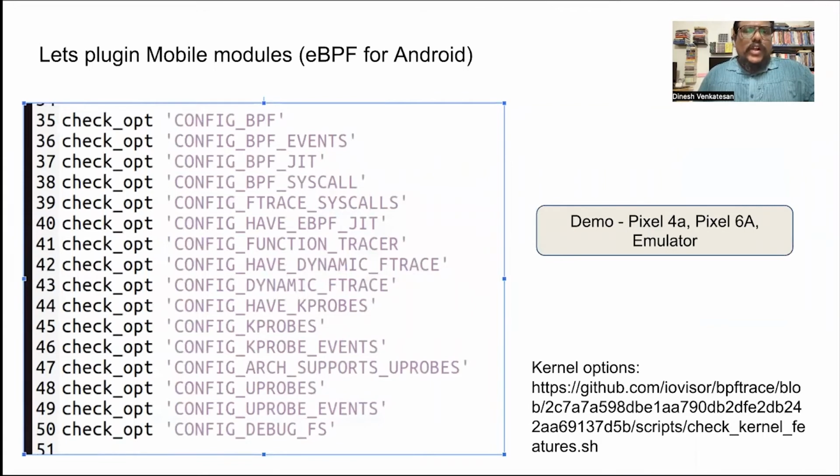eBPF and Android has been talked about a little in the community, but it is a little challenging, because in order to make Android's kernel support eBPF, it requires some of these flags to be compiled in while we are building the kernel for our target machine. In this case, we are using Pixel 4a, Pixel 6a, and an emulator that runs Android 12. Pixel 4a was running Android 12, and Pixel 6a was running Android 13. These flag details are provided in the bpftrace repository's page as the check kernel features.